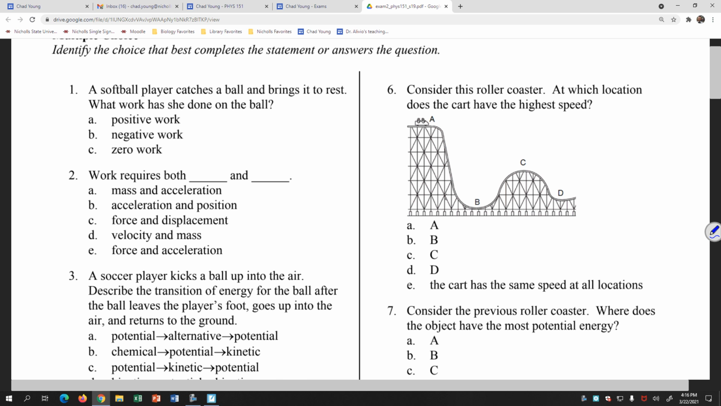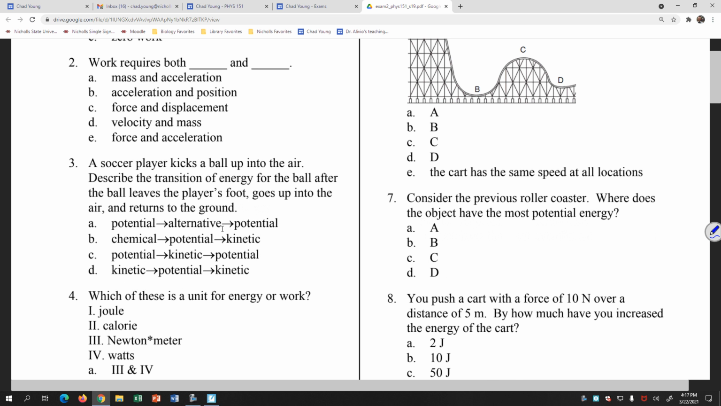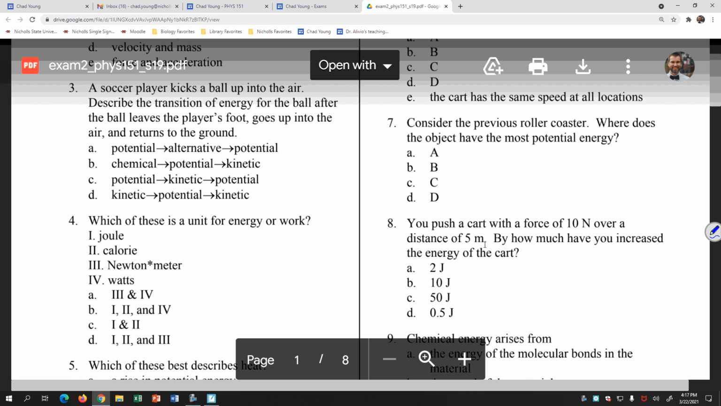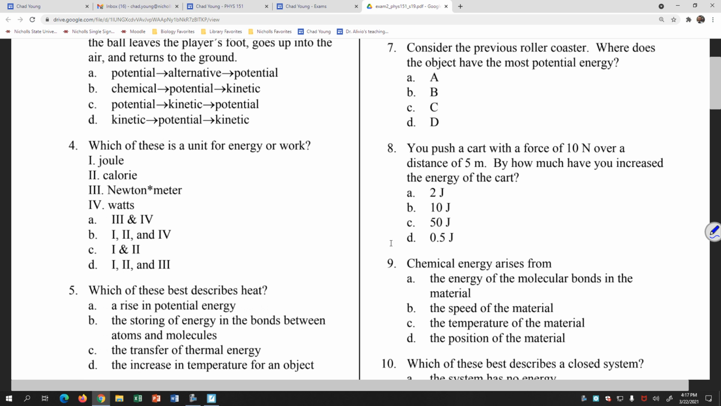Here's one with a roller coaster. You're going to see one like that. Here's energy transfer in number 3. Here's just calculating the work done. Number 8 has to do with the work energy theorem. So if I wanted to know how much I've increased the energy, the work is equal to my change in energy, or my change in kinetic energy. So I'm really just calculating the work, which is F times D. That's 10 times 5, which is 50 joules.